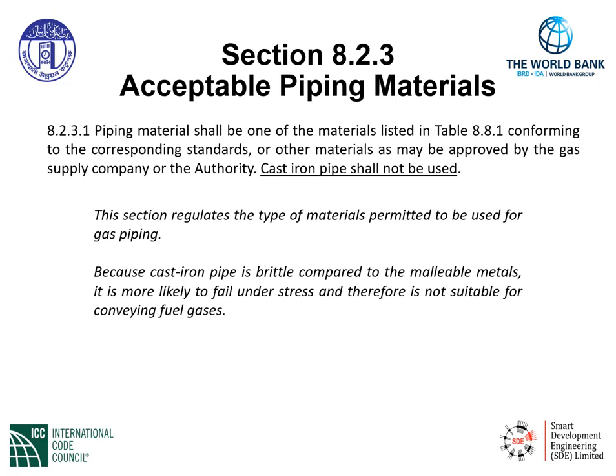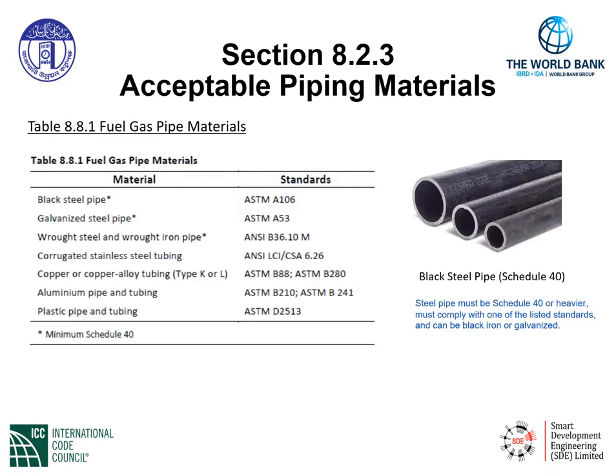Understanding that this is the very first section that we run into that gives us regulations of the type of materials permitted to be used for gas piping. The reference is given to us by means of a table that we will locate. Section 8.2.3, Acceptable Piping Materials, contains Table 8.8.1.